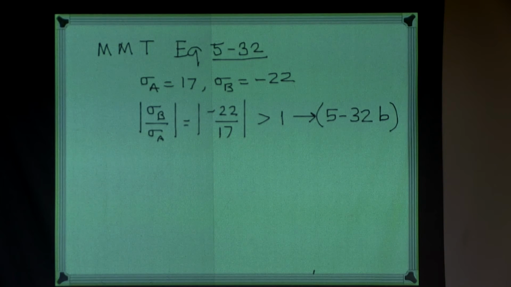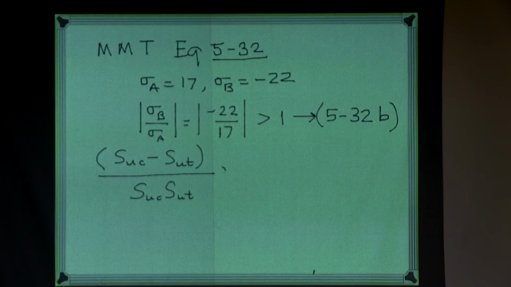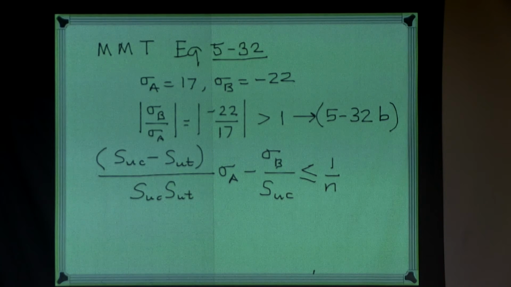So this equation 5.32b is the equation for the fourth quadrant of that plot. And what is that equation? Let me write that down. So that is S_uc minus S_ut, divided by S_uc multiplied by S_ut, this whole thing multiplied by sigma a, and then you have sigma b divided by S_uc, and for it to be safe, that should be less than 1 over n. Although the equation of the line in the book is equal to 1 divided by n, the safety condition is this. So this is your safety condition in the fourth quadrant according to MMT.